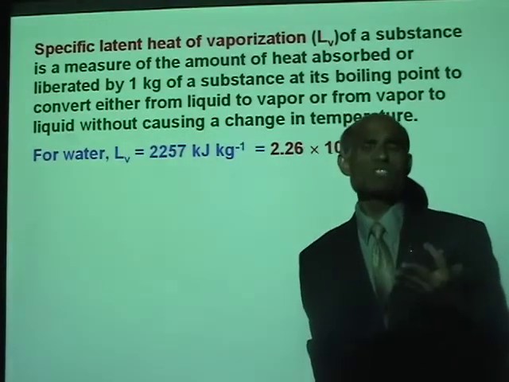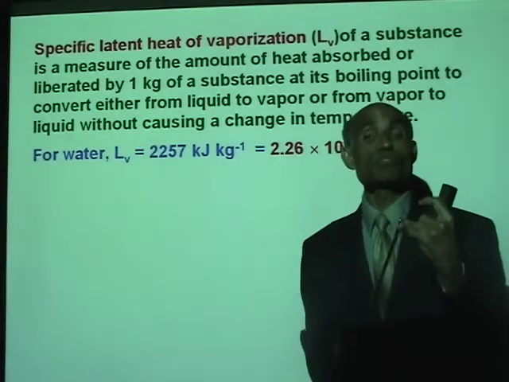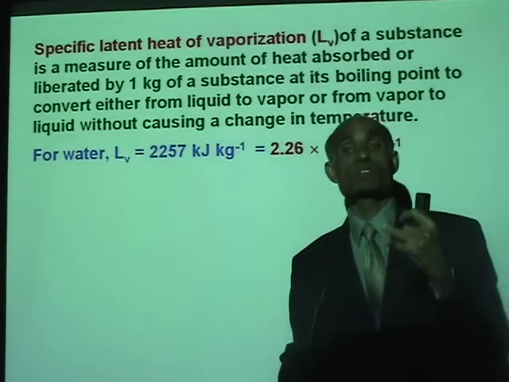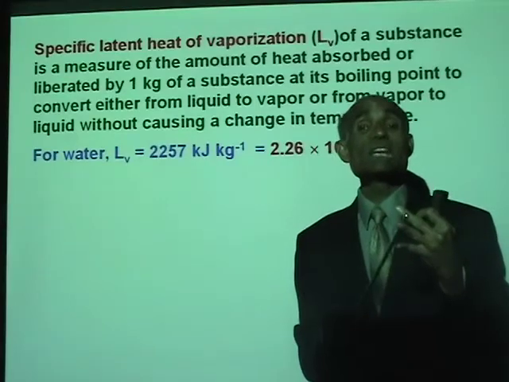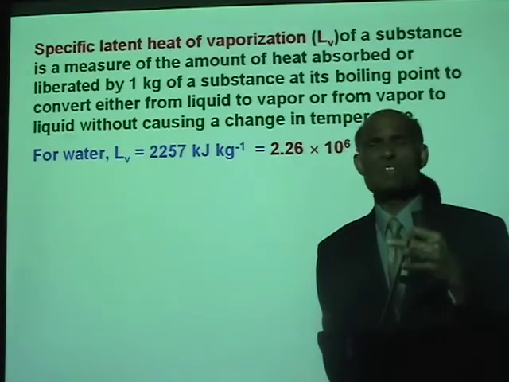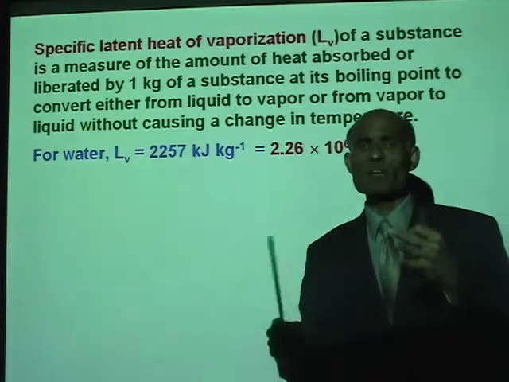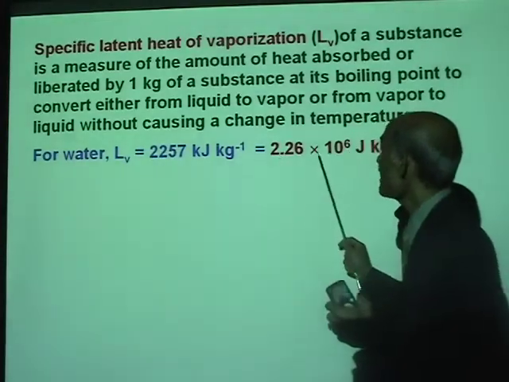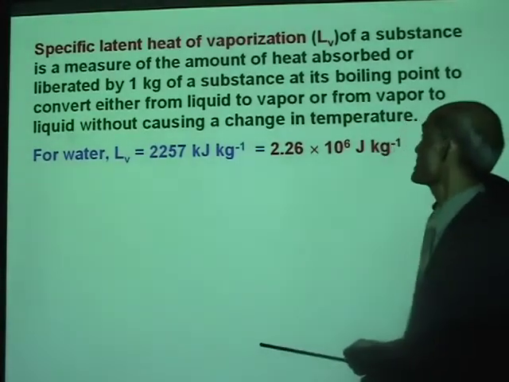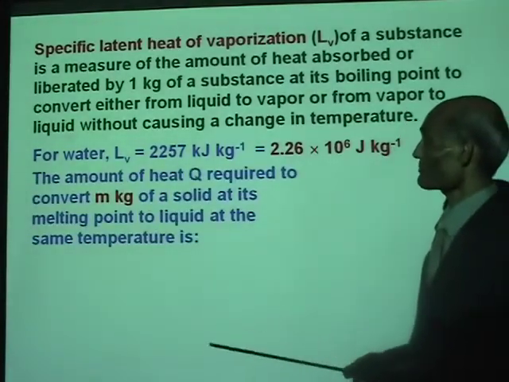So you must remember these three values. Specific heat of water, 4180 joules per kilogram per Kelvin. Latent heat of fusion, 3.34 times 10 to the 5 joules per kilogram. Latent heat of vaporization, 2.26 times 10 to the 6 joules per kilogram.